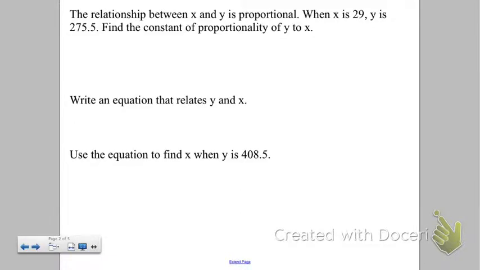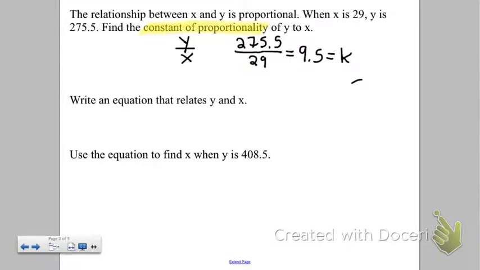Question 2. The relationship between x and y is proportional. When x is 29, y is 275.5. Find the constant of proportionality of y to x. So constant of proportionality. The moment you see constant of proportionality, you know we're going to do y divided by x. My y value is 275.5 divided by my x value, which is 29. So I'm going to divide that. 275.5 divided by 29 is equal to 9.5. And your constant of proportionality is always going to be equal to k.